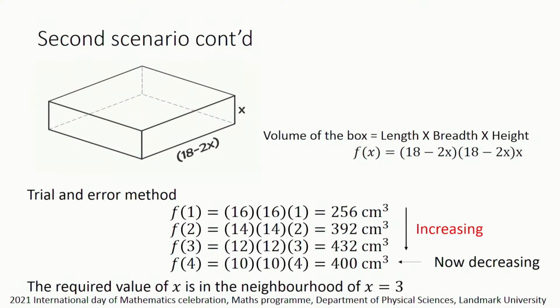I think there must be a turning point, like the Vice Chancellor told us earlier. The thing has changed from increasing to decreasing. So what is my deduction here? The required value of x, which is the square I'm going to remove, must be in the neighborhood of x equals 3.